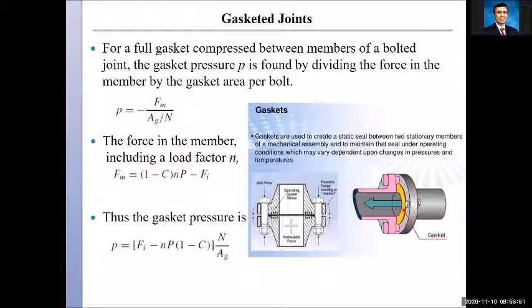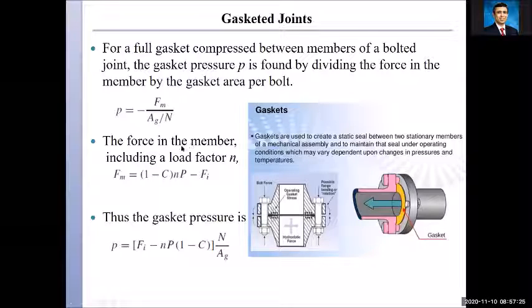Because of that, we're going to have certain requirements for the distance between the bolts to ensure that the pressure on this gasket, when I have a full gasket, is uniform, because the equation here assumes uniform pressure. It simply takes the force in the members divided by the area of the gasket divided by the number of bolts.